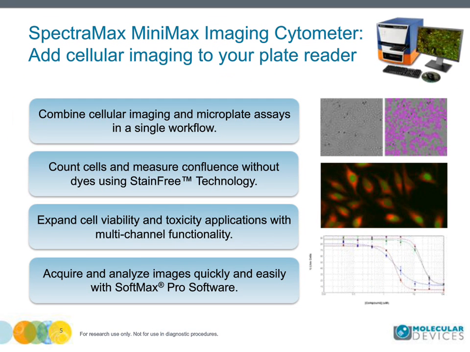To start off, giving you a few more details on the SpectraMax MiniMax Imaging Cytometer, this is an additional capability that can be added to the instrument at any time by the user in their lab, and it's shown here as the orange part on the base of the plate reader. Again, that can be added at any time and adds imaging capability to the plate reader system. It allows users to combine cellular imaging and microplate assays into a single workflow.